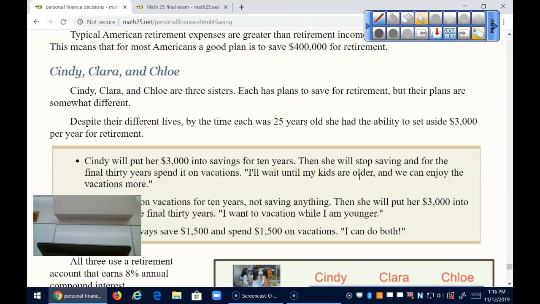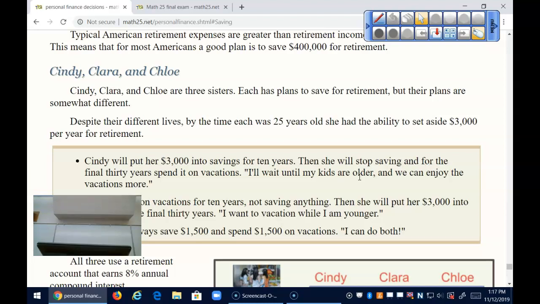In contrast, Clara goes on vacations for 10 years, not saving anything. She wants to go on vacation while she's younger. Then, for 30 years, she puts all $3,000 into her savings account. So which formula would that be? Sum of annuity due. This is the repeating again and again and again. So she has no formula for 10 years, and then she does the sum of annuity due for $3,000.